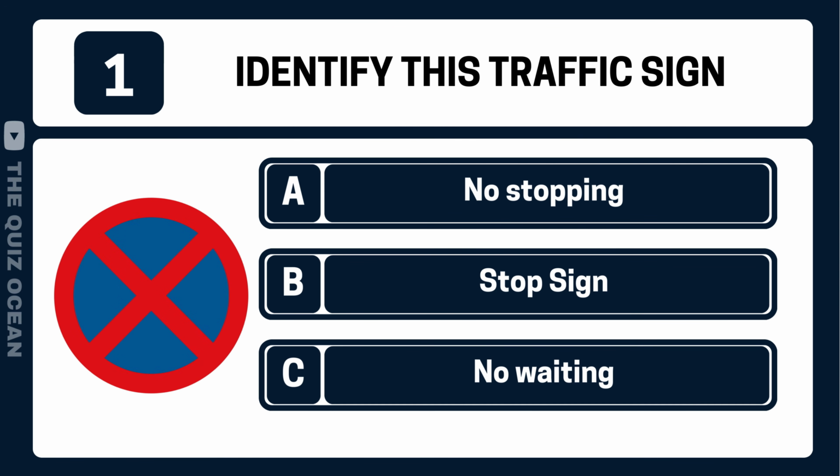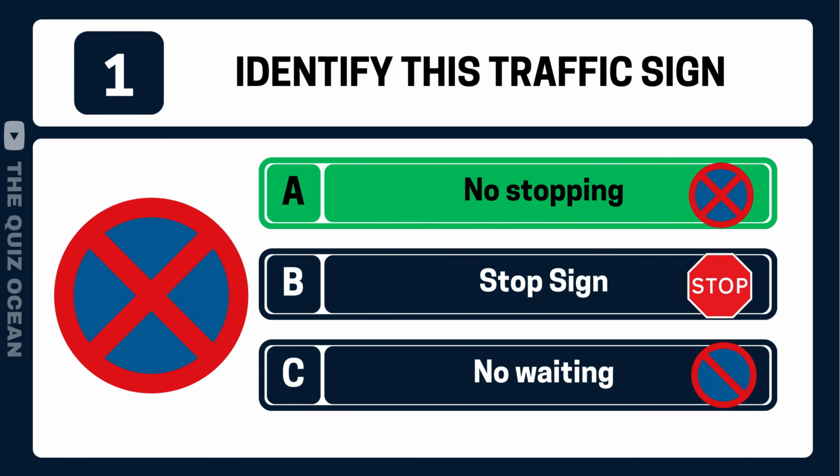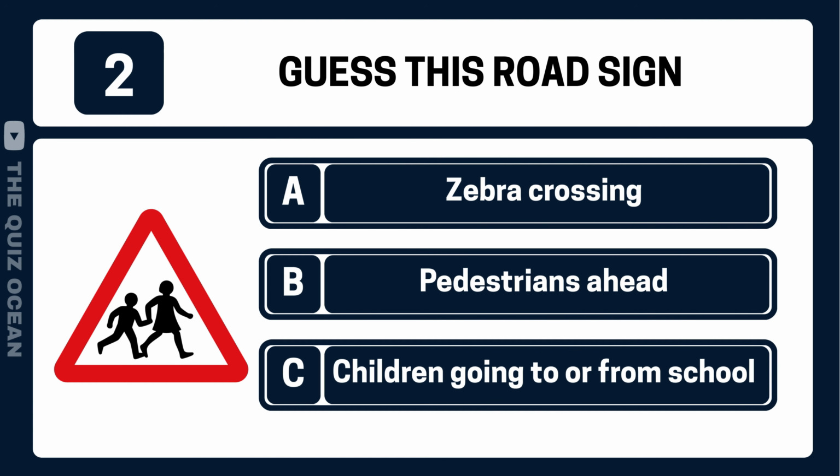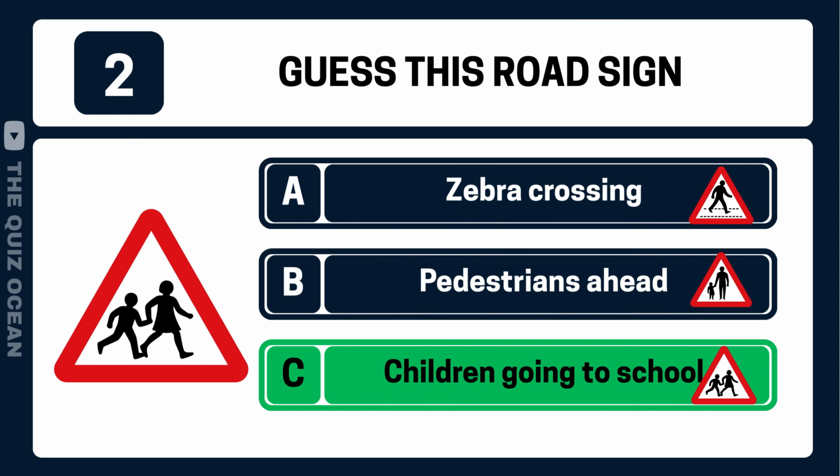Identify this traffic sign. Well spotted. This sign indicates that stopping is not permitted at any time. Guess this road sign. Excellent. This is a children going to school warning sign.